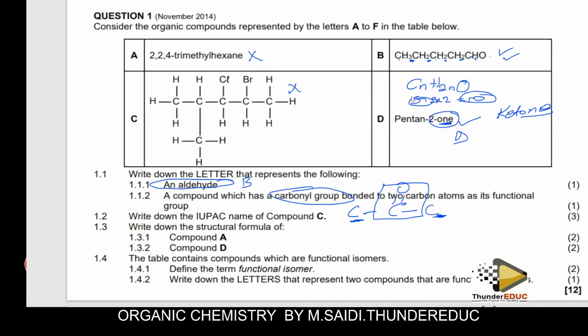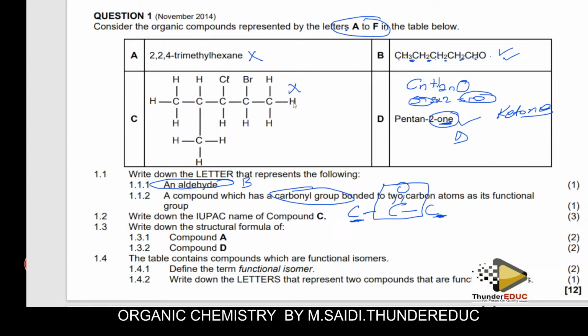Some parts are missing, because here in the question they also say A to F. They are saying to write down the IUPAC name of compound C. So if you look at compound C, it is 1, 2, 3, 4, 5.